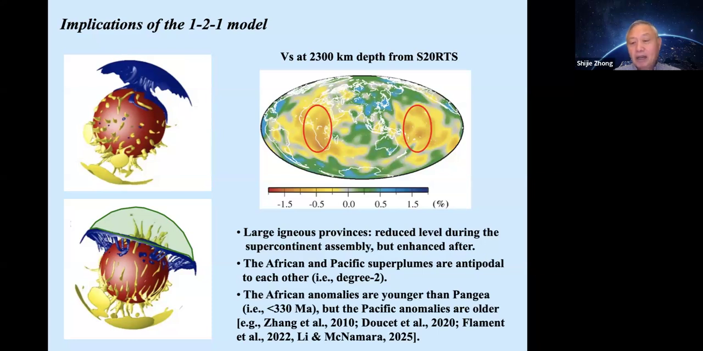This would also imply that the African superplume anomaly is younger than Pangea, because really it's the Pangea supercontinent that forms first, right? Then you form this African superplume below Pangea. But the Pacific anomaly would be much older. It turns out this has also been supported by various studies subsequently, the studies that I list here.